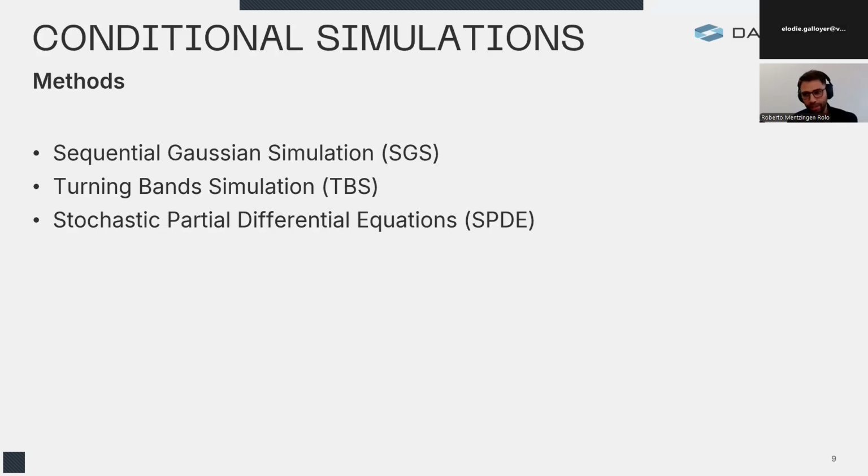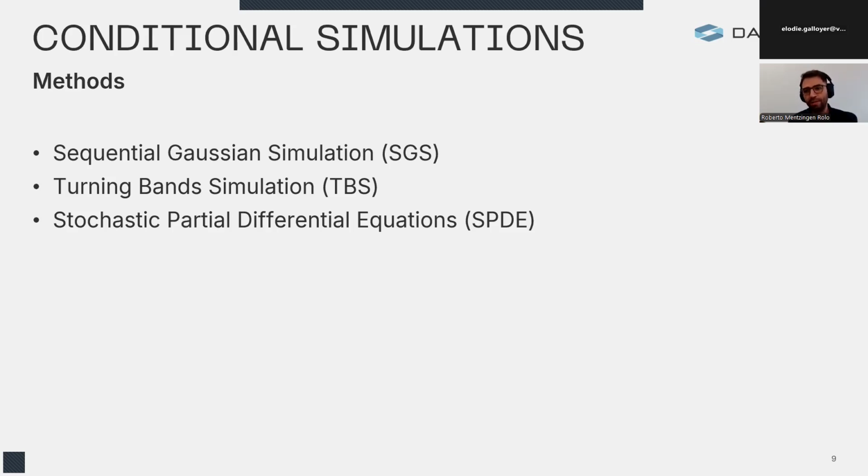The turning band simulation, TBS, is a spectral approach. In contrast to sequential indicator simulation, its mathematics and implementation are way more complex, but it has the advantage of being extremely fast. So unlike the sequential methods, TBS can be parallelized. So it makes it much more efficient, especially for very large data sets.